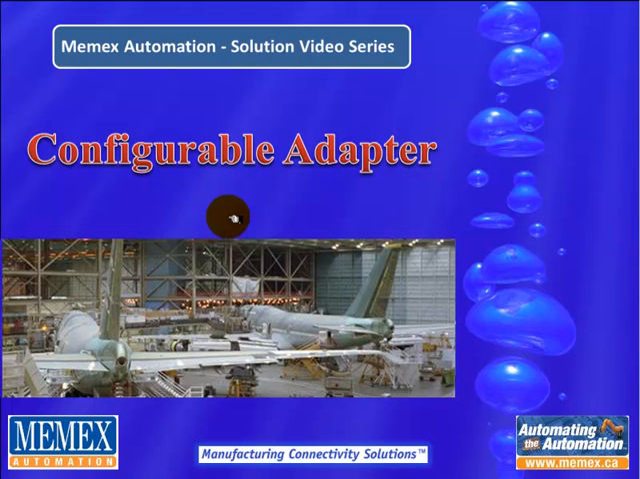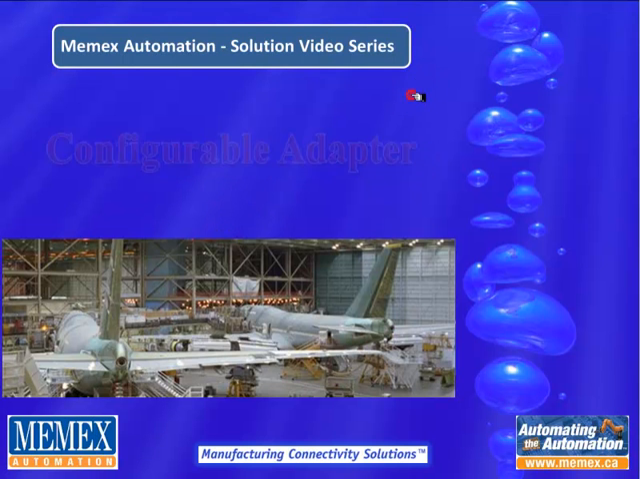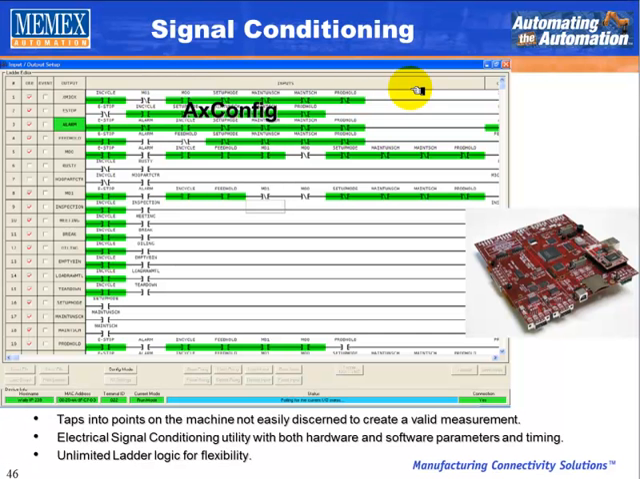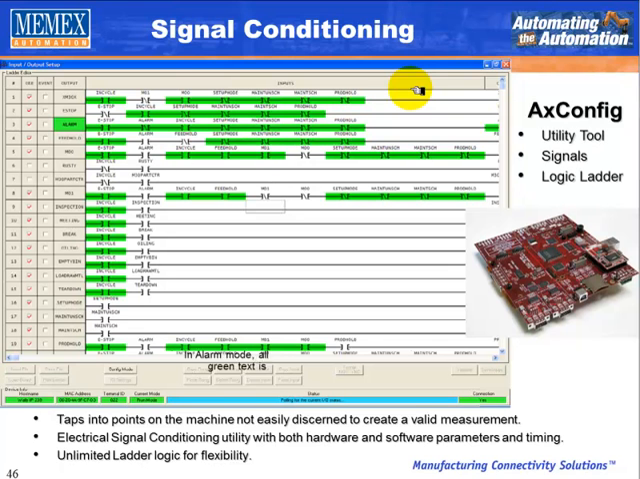The Memex Automation Solution Video Series: Configurable Adapter. This is the critical component that describes how the signals from the machine are to be interpreted through the actual network. It is a package that Memex calls AxConfig that really does the signal conditioning from the machines through the board into the overall network.